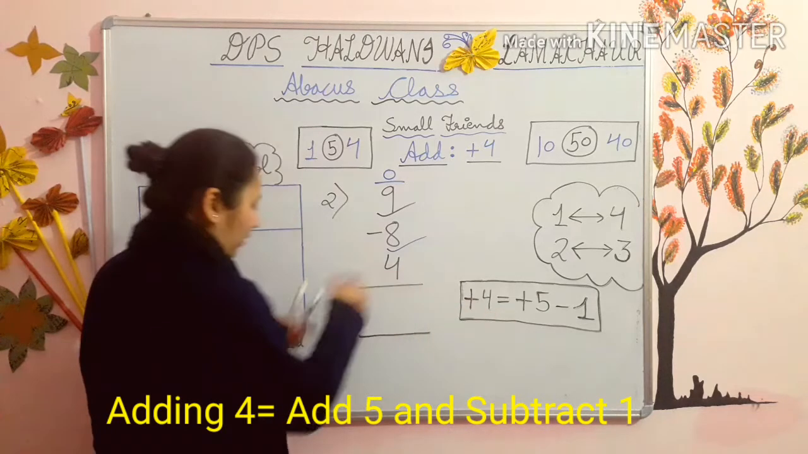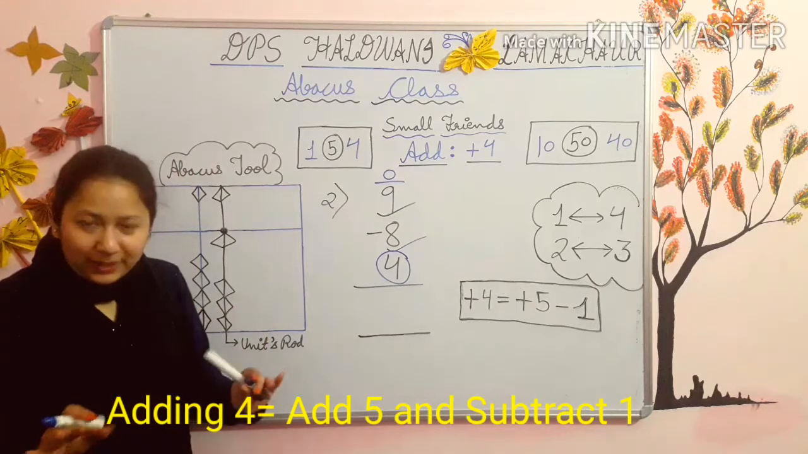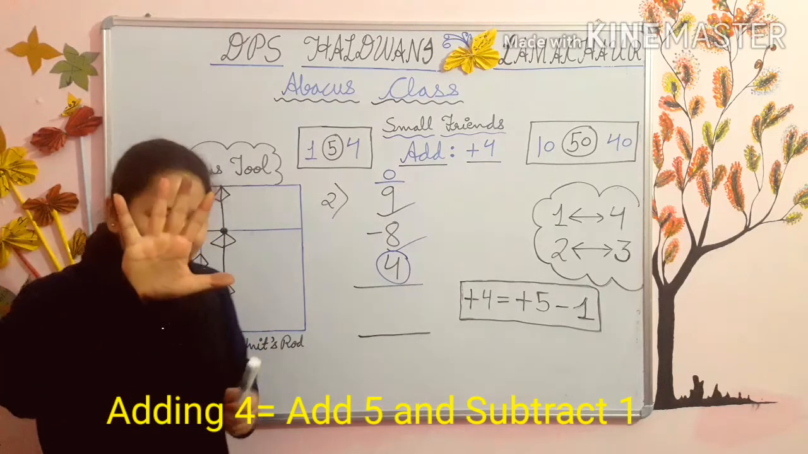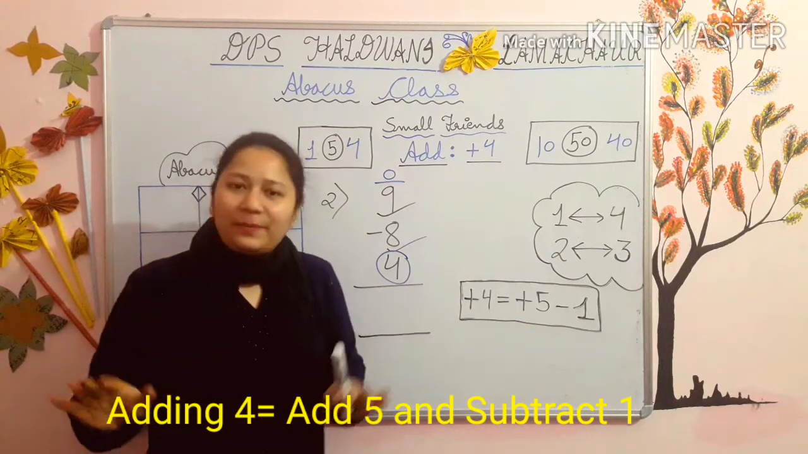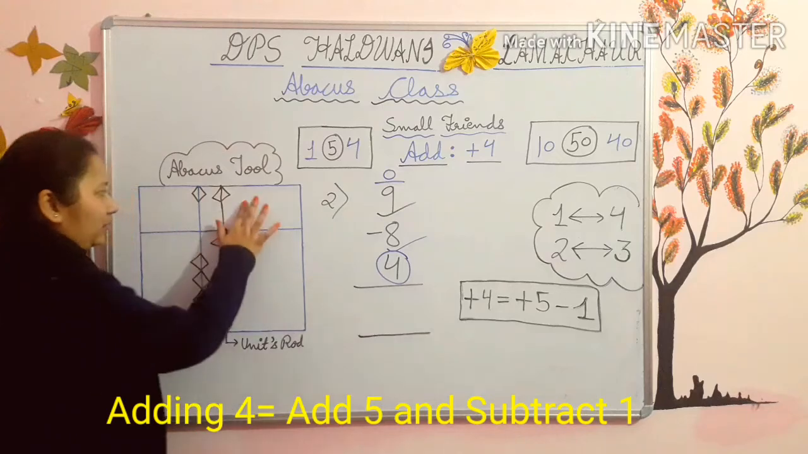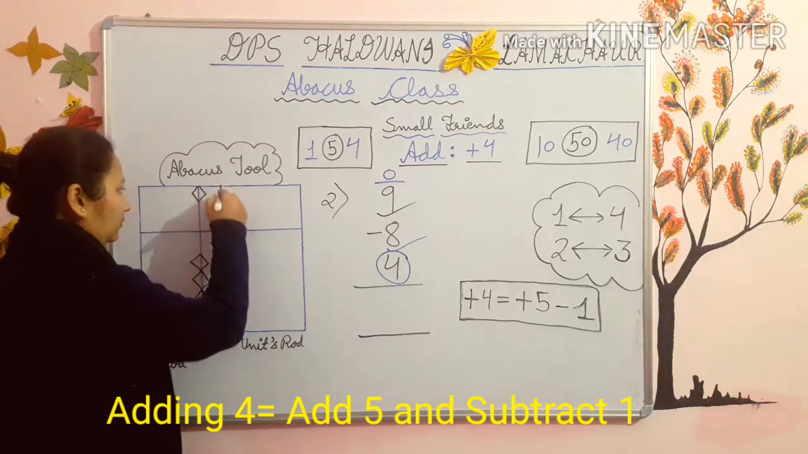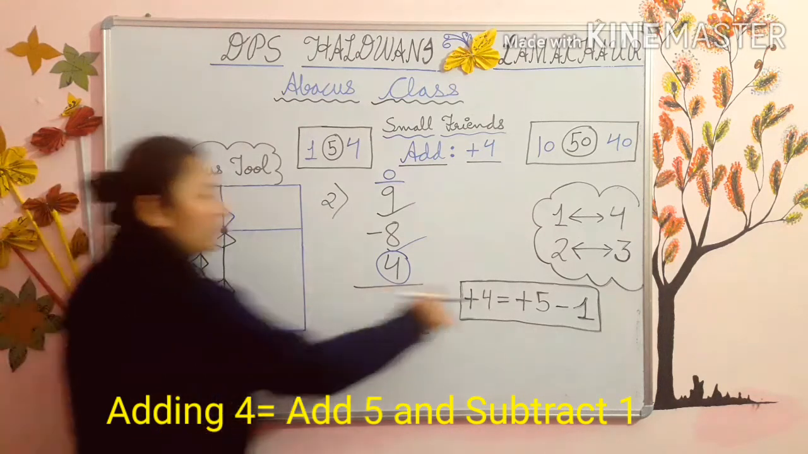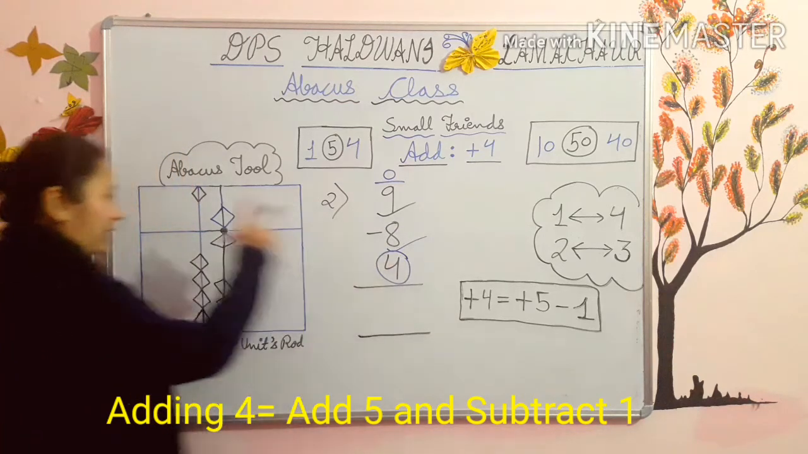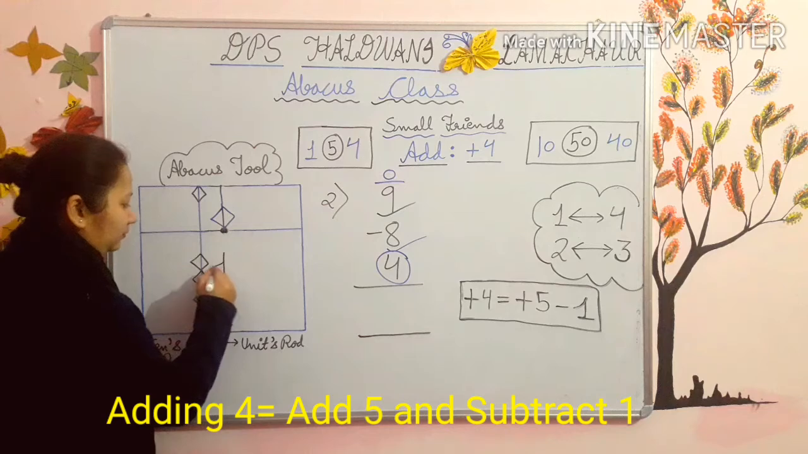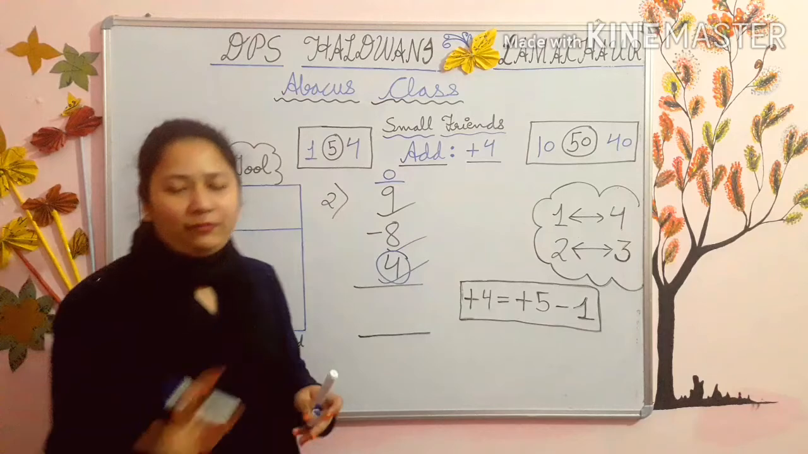So for adding 4, if you have to add 4 and there is no bead, you will add 5 and then you subtract the friend. So here first of all add 5. Added. Now subtract the friend. Now who is the friend of 4? See 1. So subtract 1. And your 4 is added. Nothing you have to do now.